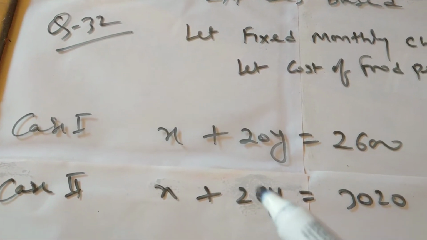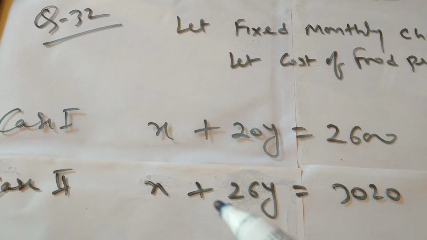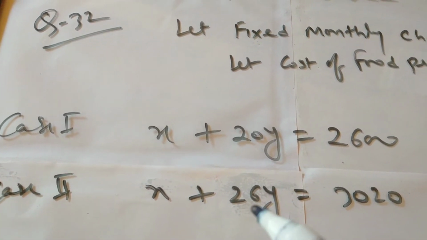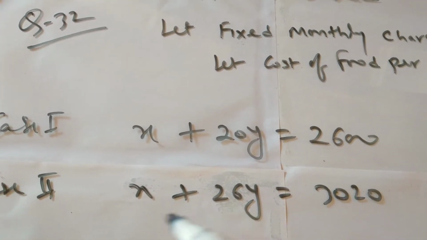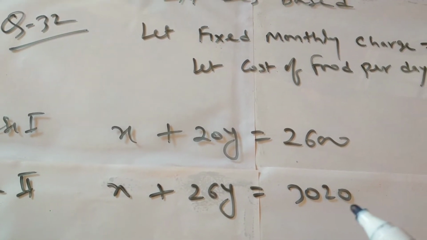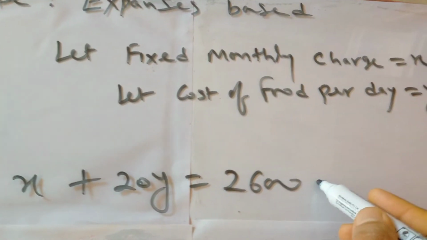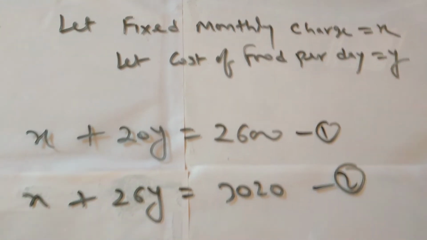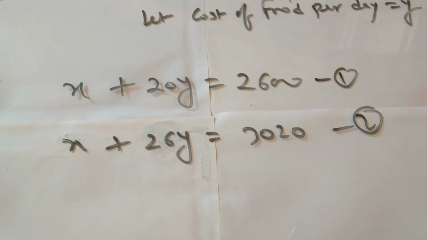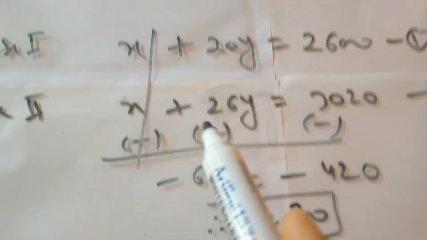Now in the second case, Diya is taking food for 26 days. She has more number of days over there. So x plus 26y equal to 3020. So these are two equations. We have to simplify them to get the values of x and y, and you will get your answer. Now students, we have to simplify both the equations.